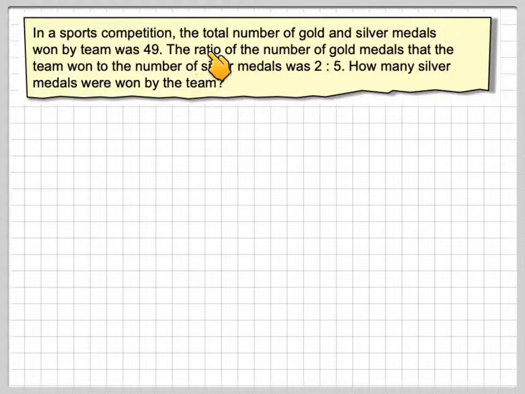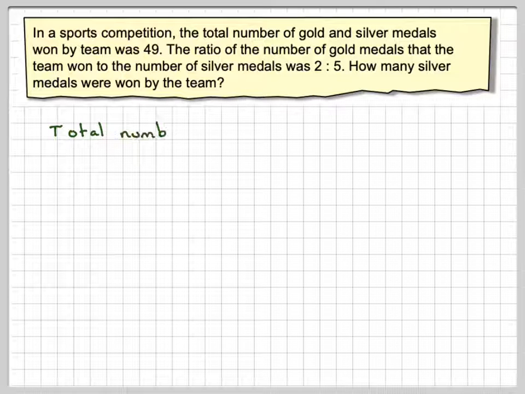In a sports competition, the total number of gold and silver medals won by a team was 49. The ratio of the number of gold medals that the team won to the number of silver medals was 2 to 5. How many silver medals were won by the team?